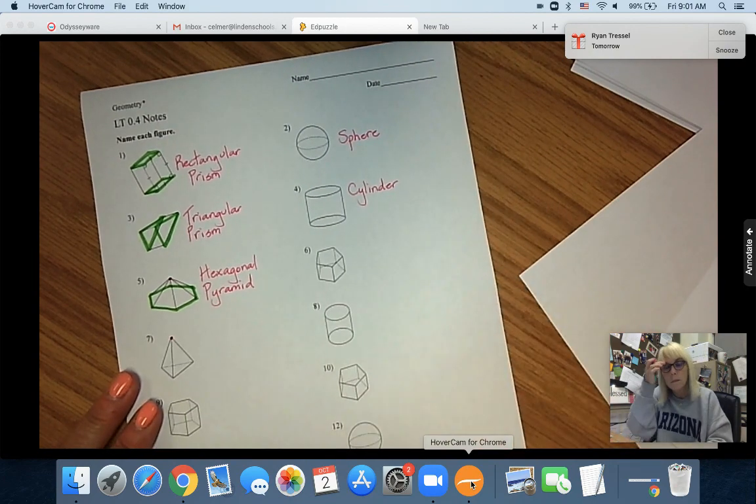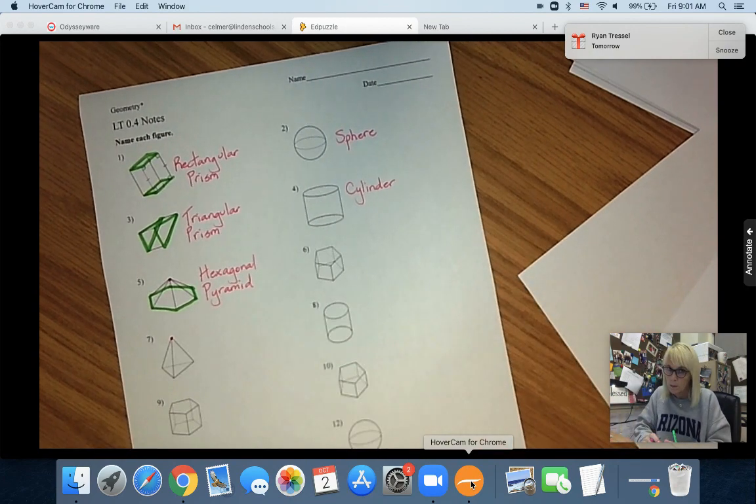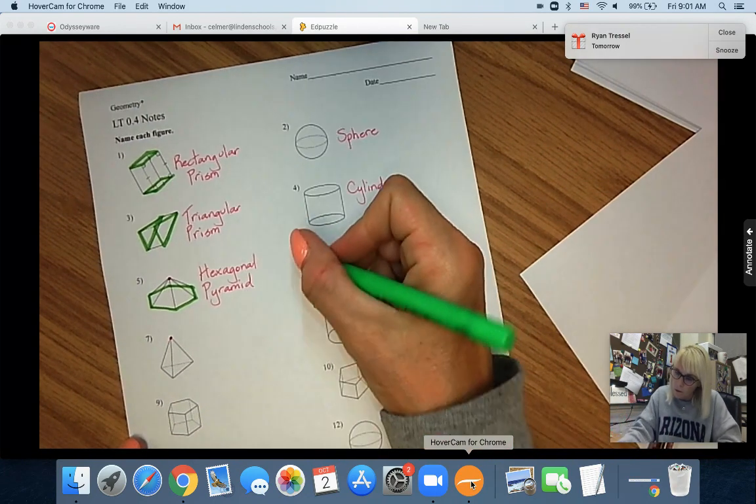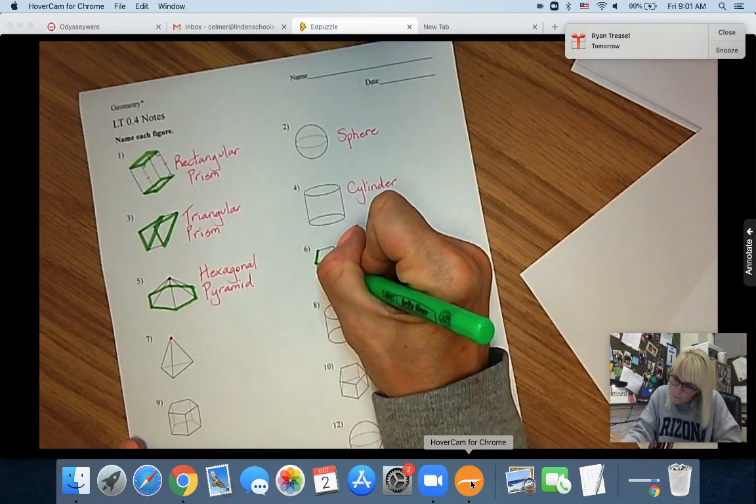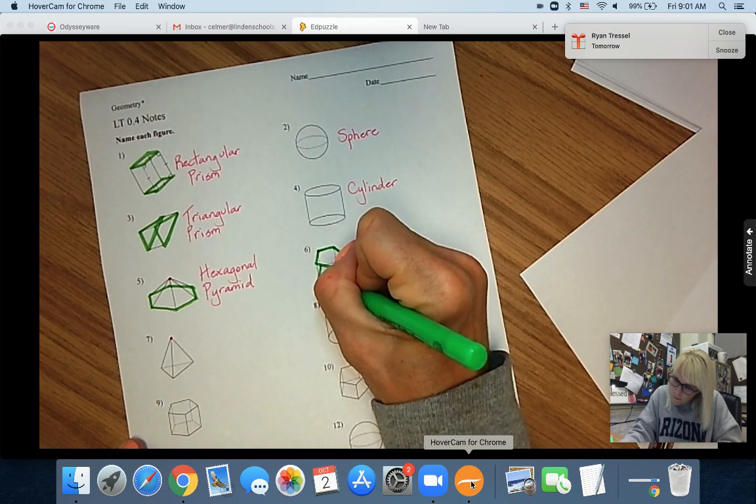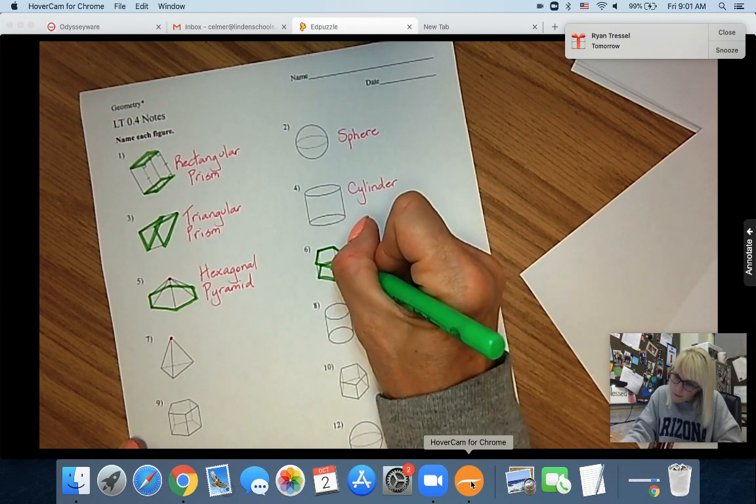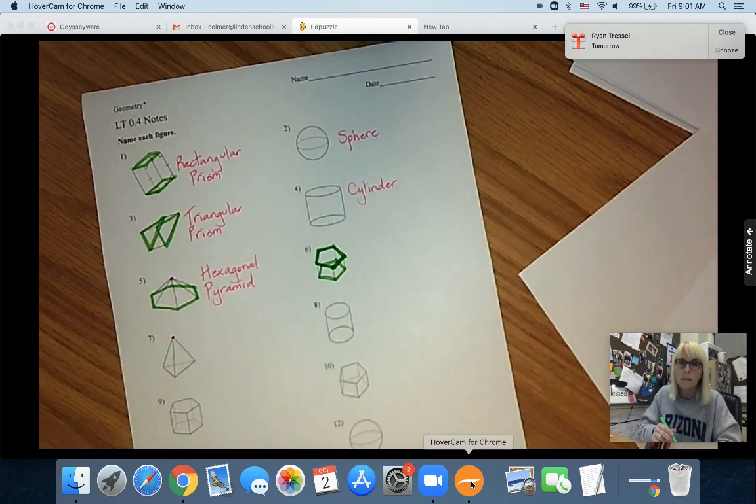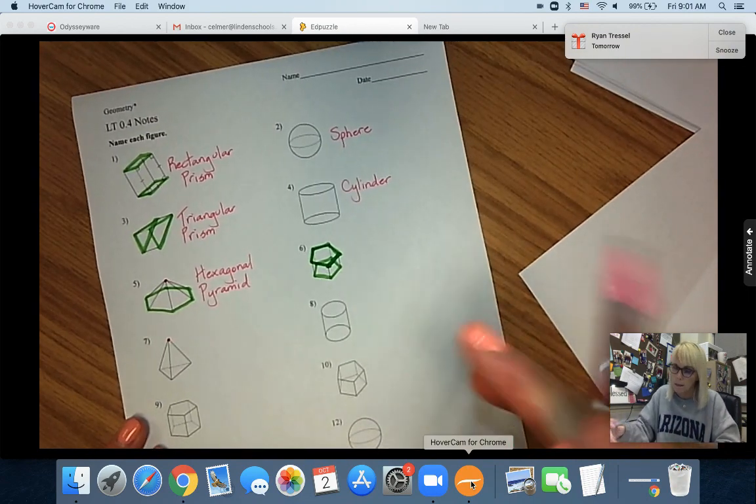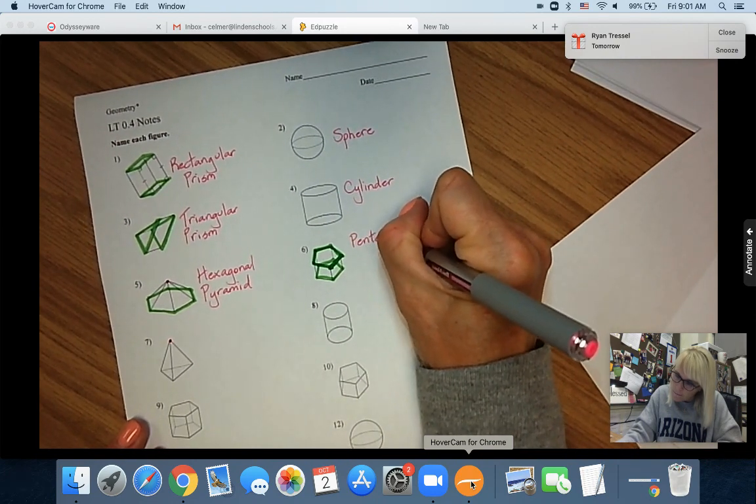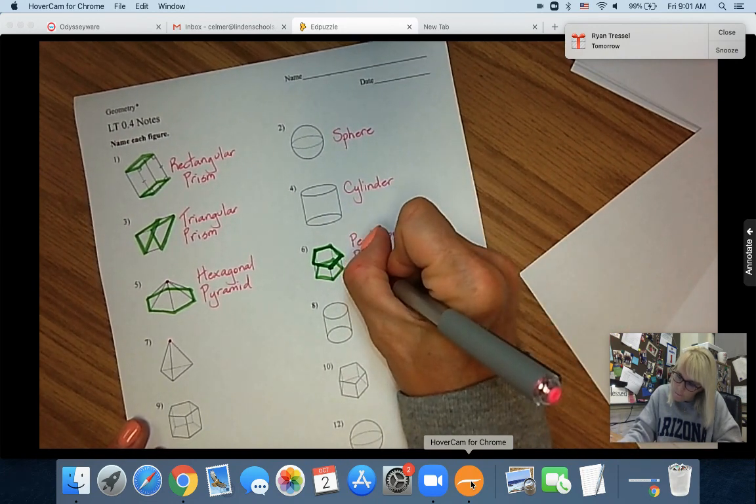Okay. Number 6 is a prism, right? We already said that because it doesn't come to a point. So since it's a prism, you need to figure out what we have 2 of. We have 2 of these. And what shape is that? Well, we have 1, 2, 3, 4, 5 sides. A 5-sided polygon is called a pentagon. So this is a pentagonal prism.